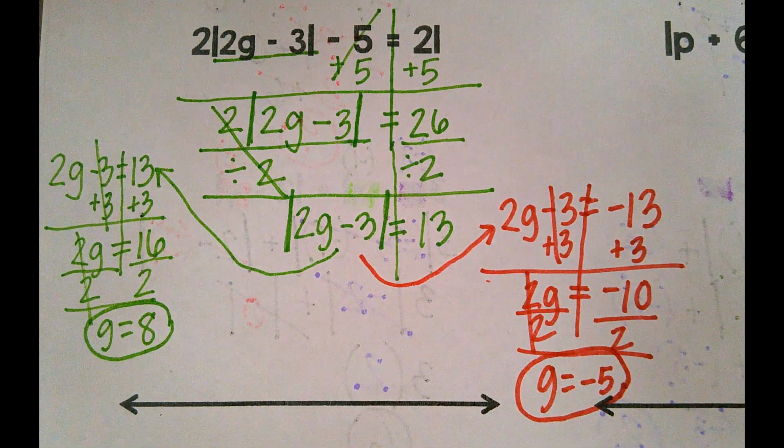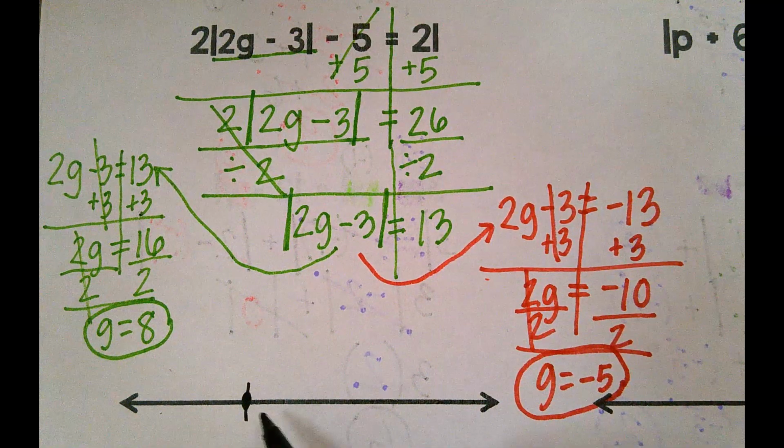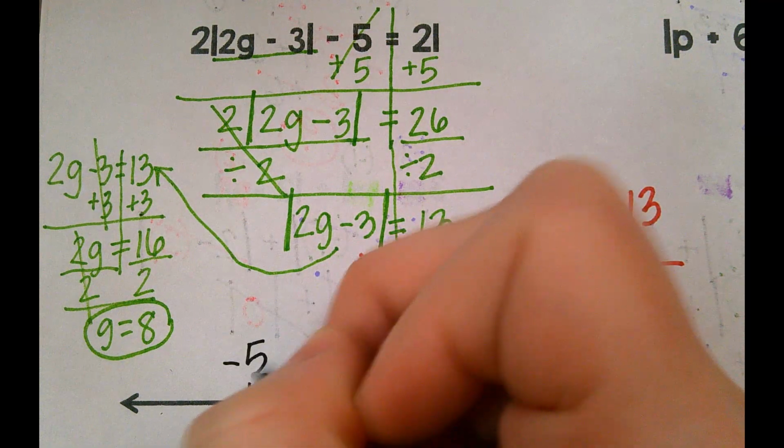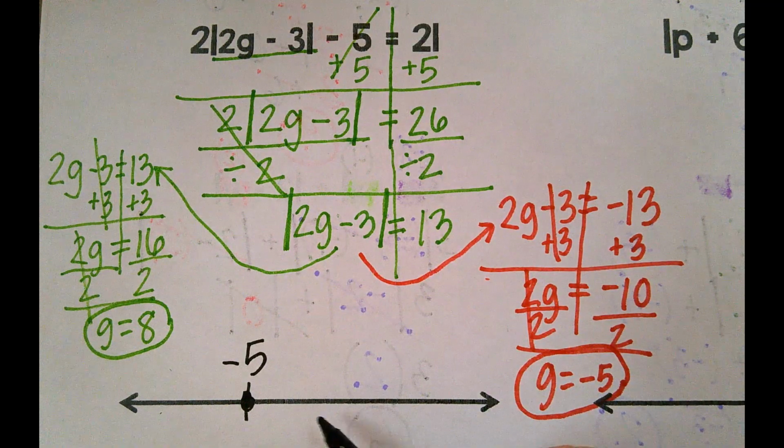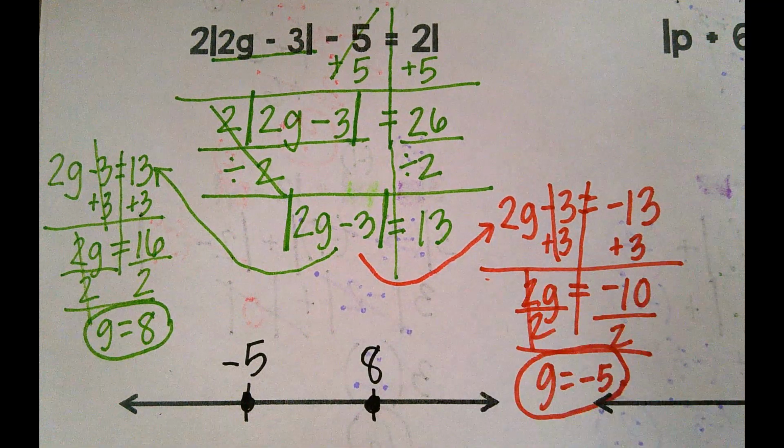And for the last step, when I graph this, which number comes first? Negative 5. Good. So put a tick mark, color a little circle in on that tick mark. Negative 5 is the label. Just put 8 beside it. Good. Perfect.